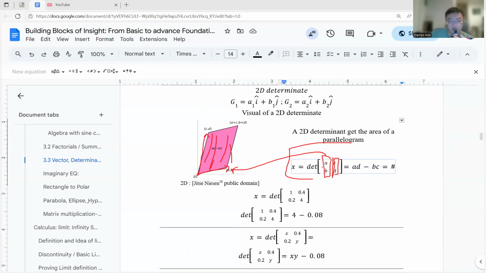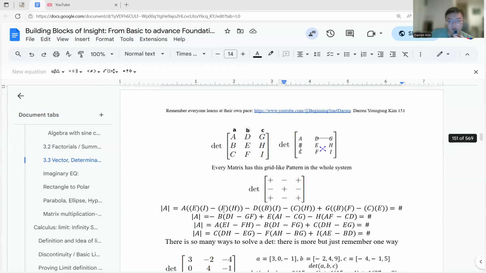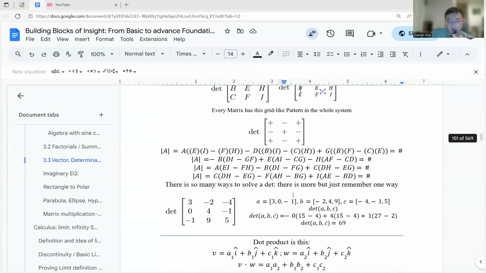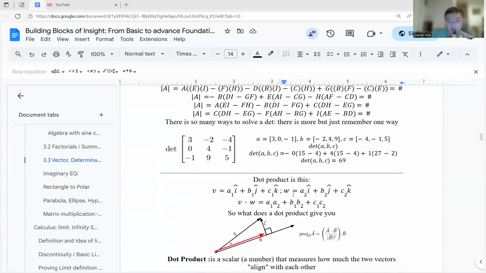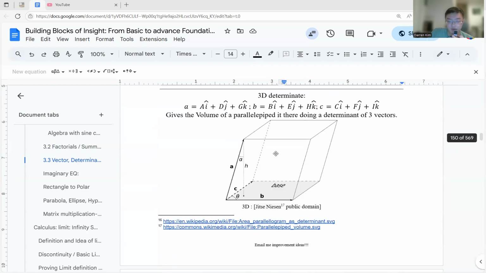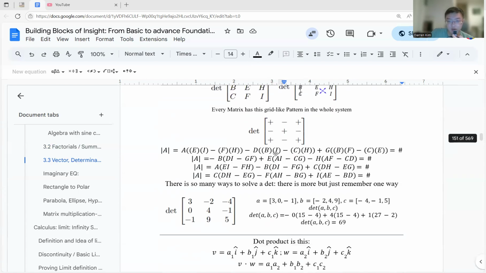I did a little bit of problems and then 3D determinants over here. Thank you to the person that made this. This domain is also so lovely. So you can get the volume of a parallelepiped over here, whatever it's called.